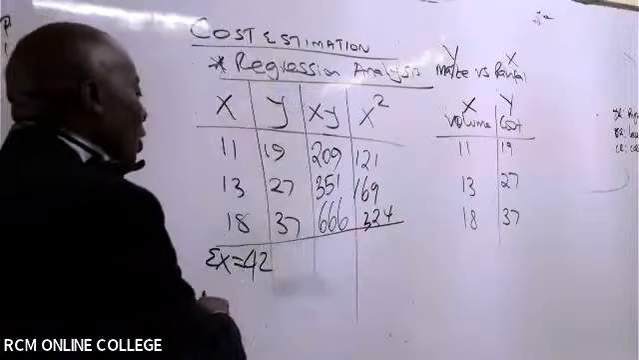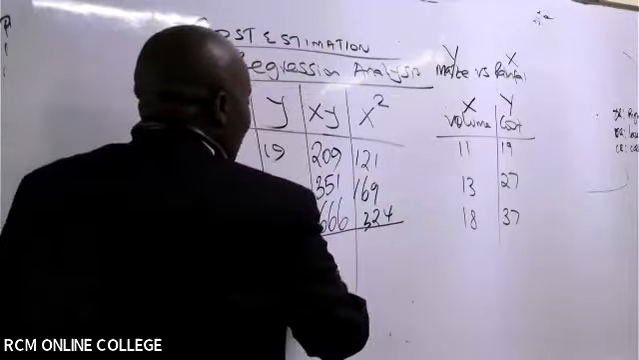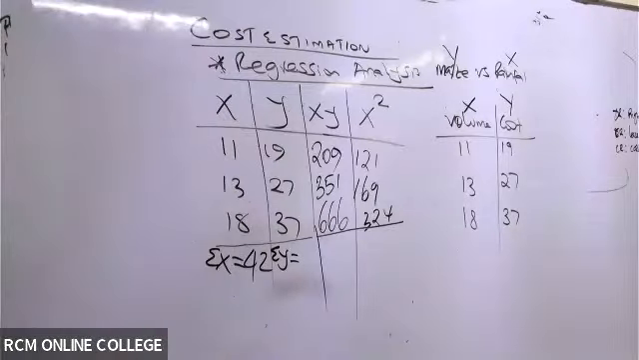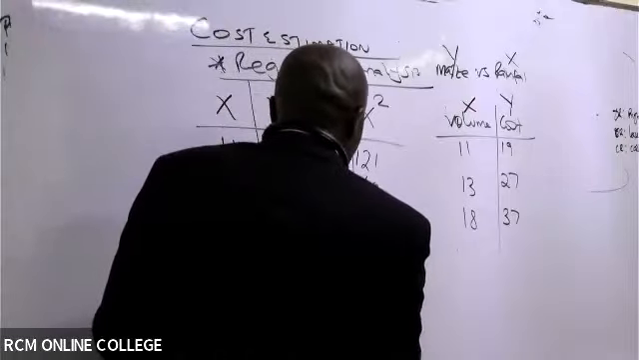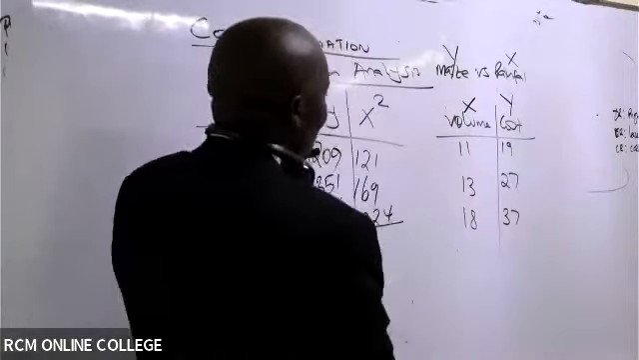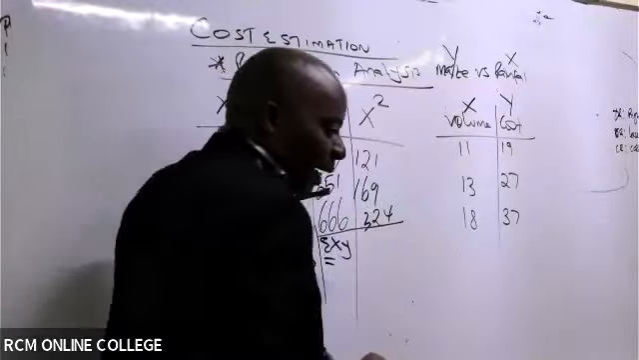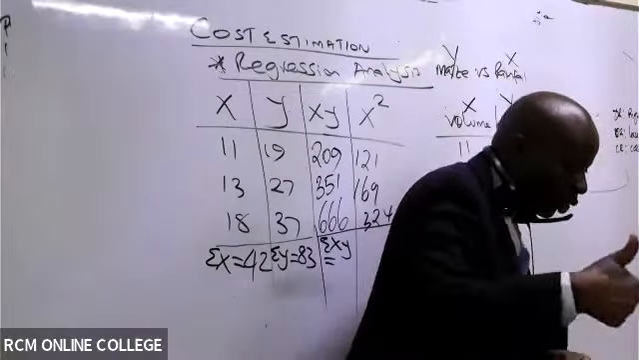Then we have sigma y. You must write like that. Sigma y. So we have here sigma y: 19 plus 27 plus 37, which will end up giving me 83. 83, thank you so much. Then you write here sigma xy. You must write like that. Sigma xy from my online ninjas. What are they able to get? I can see Fatma, 1226.